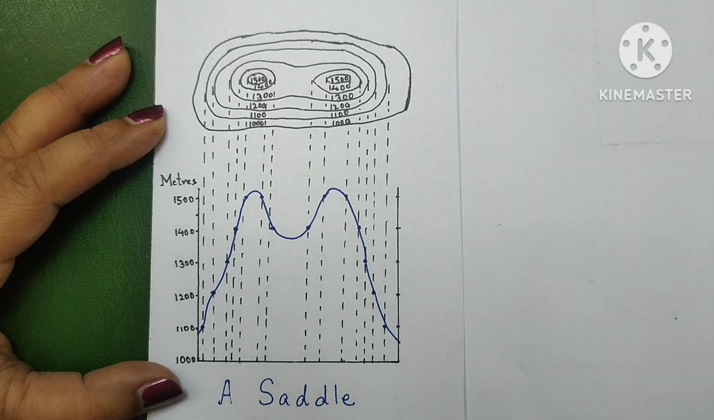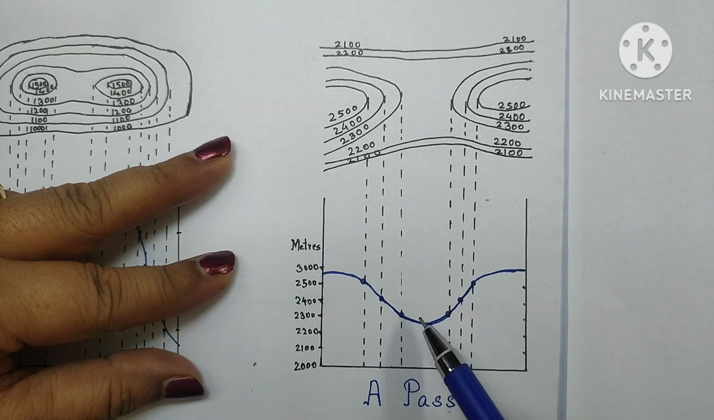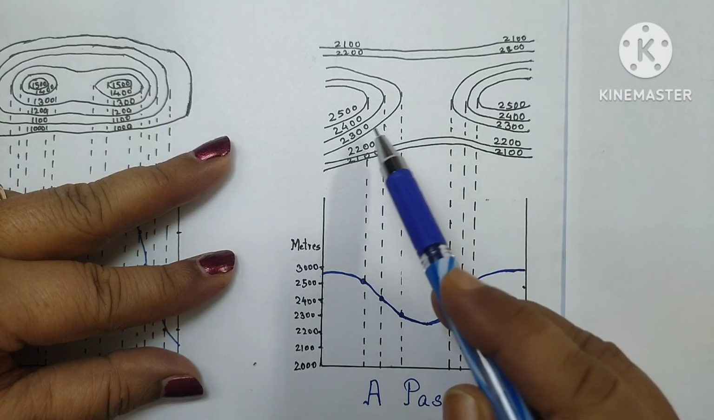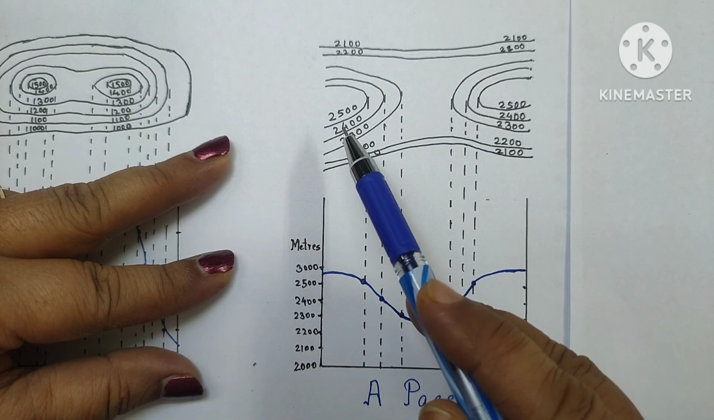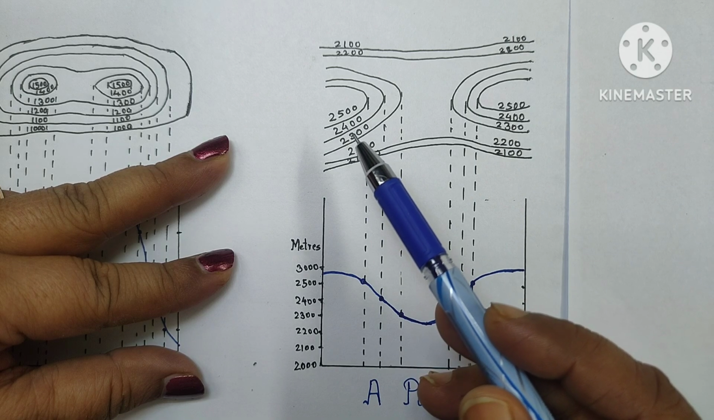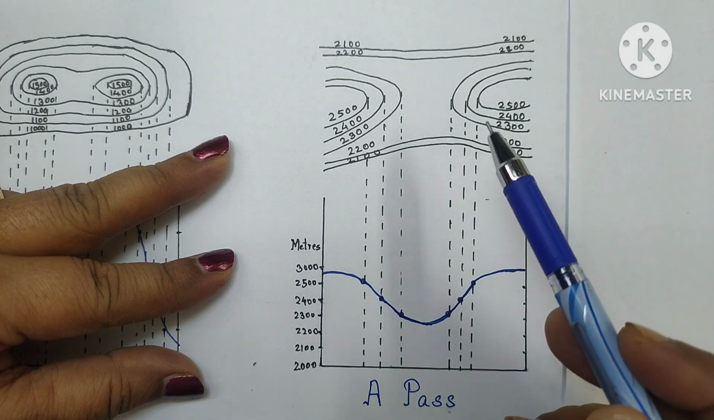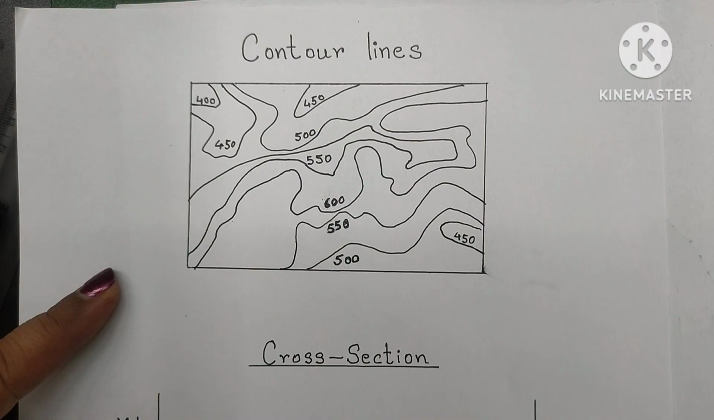This is a saddle. In hilly areas, another feature is seen, that is a pass. It is a lowland with a narrow gap between two mountains on either side. So these are the two mountains. You can see the height. The height is 2,500 meters. So these two are mountains and the gap between these two mountains is called a pass.